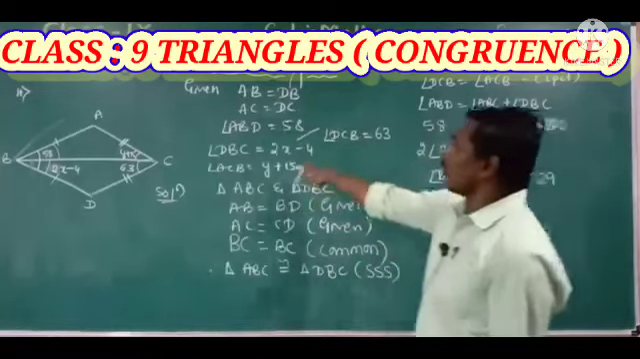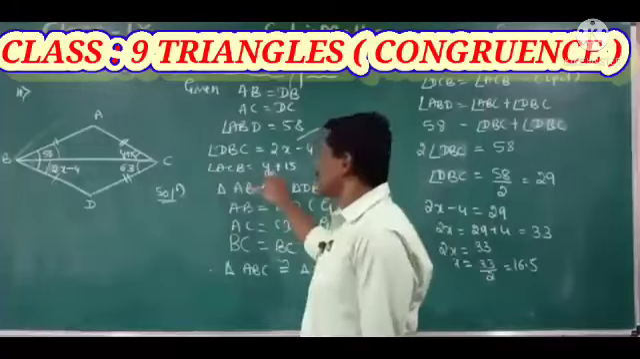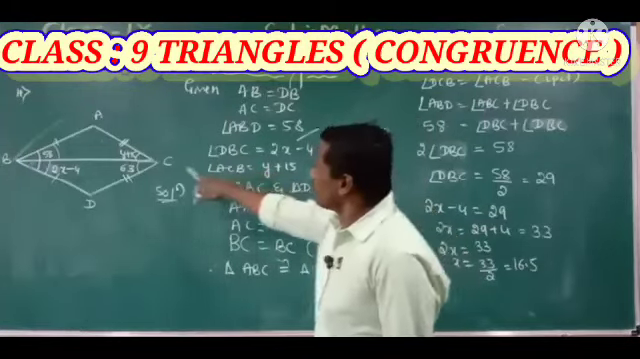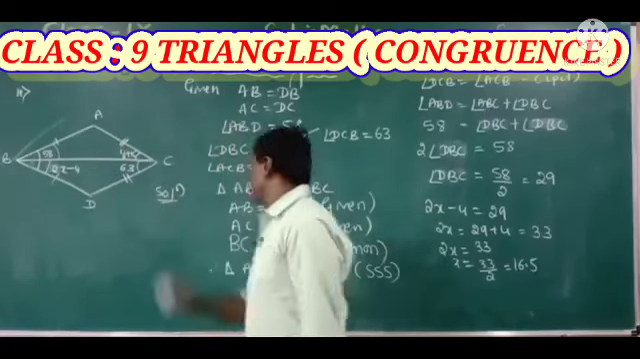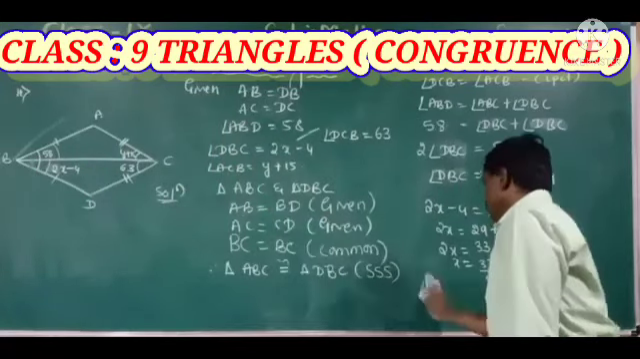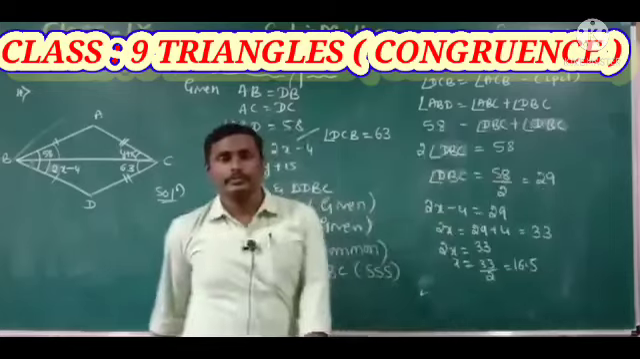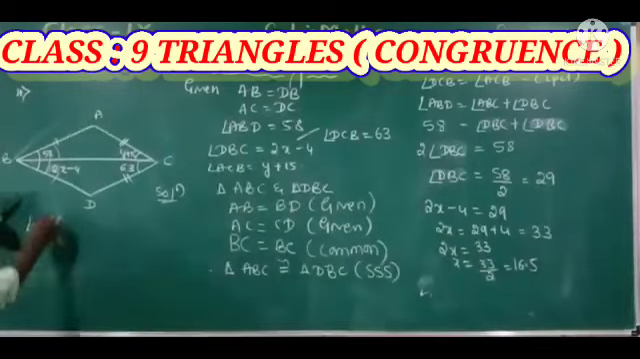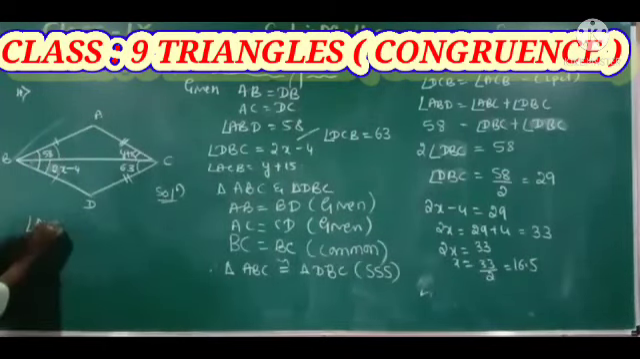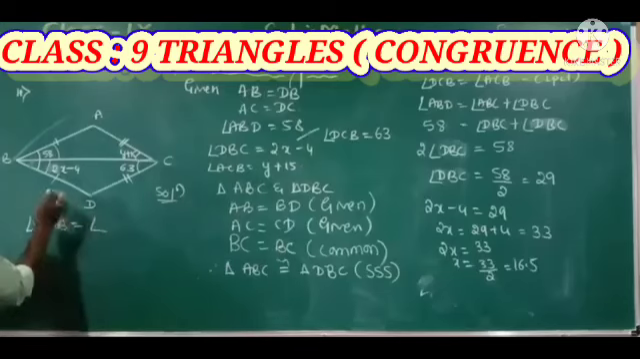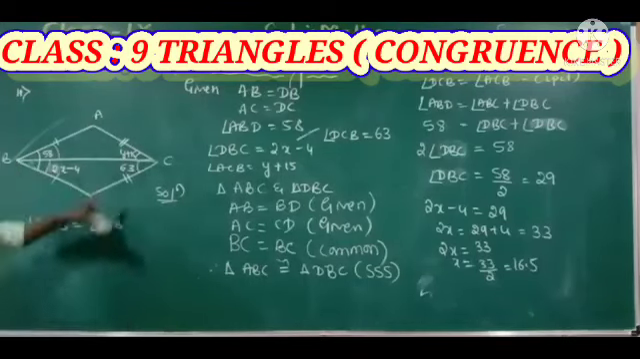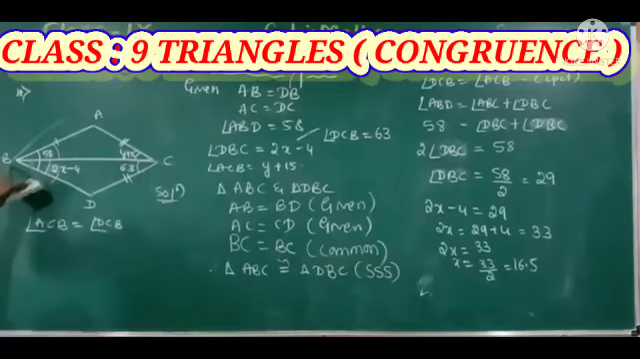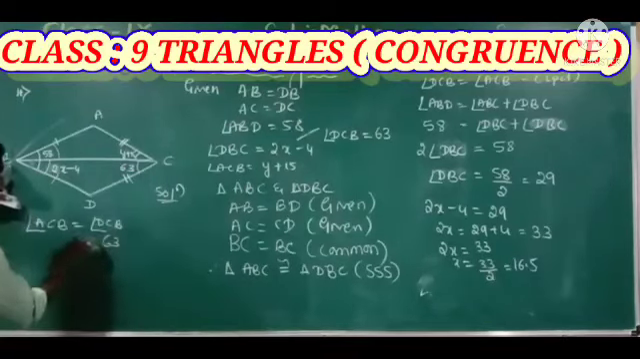Now calculate one more value, that is y. Here we already proved that angle ACB is equal to angle DCB, right? Angle ACB is equal to angle DCB, right? Angle DCB is already given, that is 63.